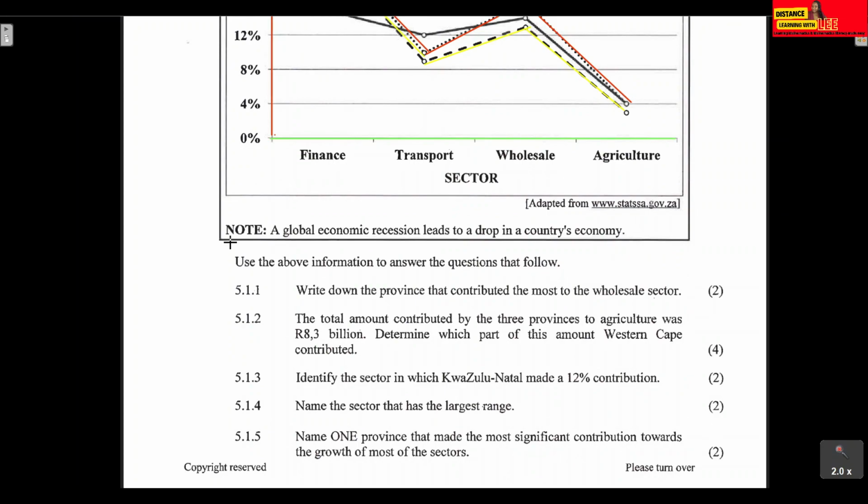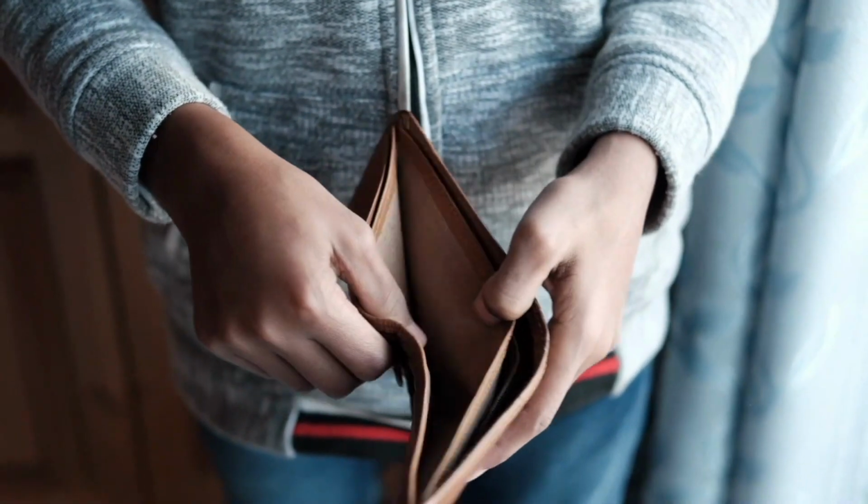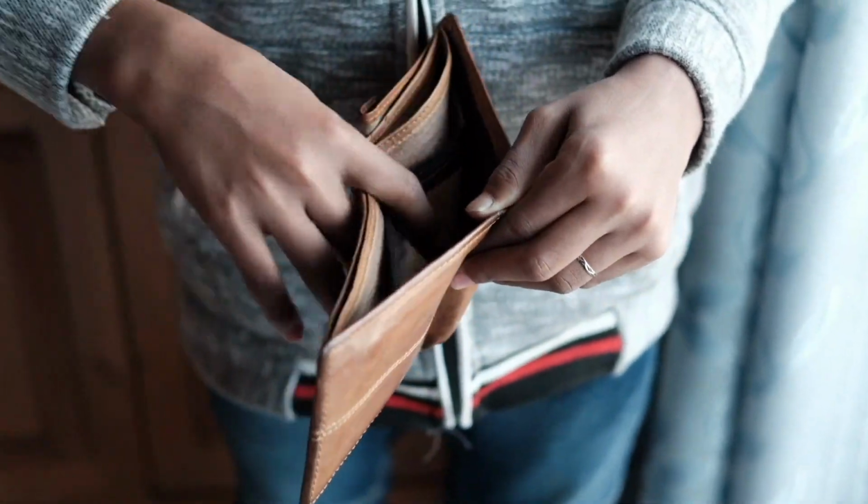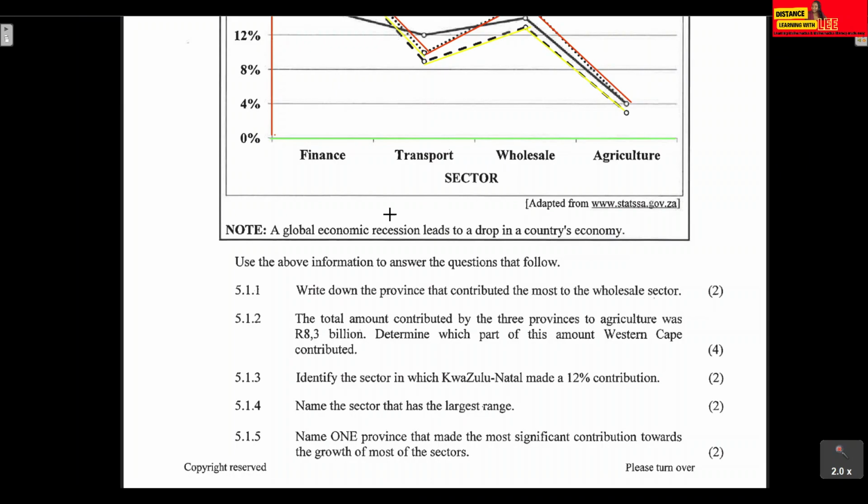Okay, so it says, note, a global economic recession leads to a drop in the country's economy. I already explained that when I defined what a recession is. It says, use the above information to answer the questions that follow. Question 5.1.1 says, write down the province that contributed the most to the wholesale sector.